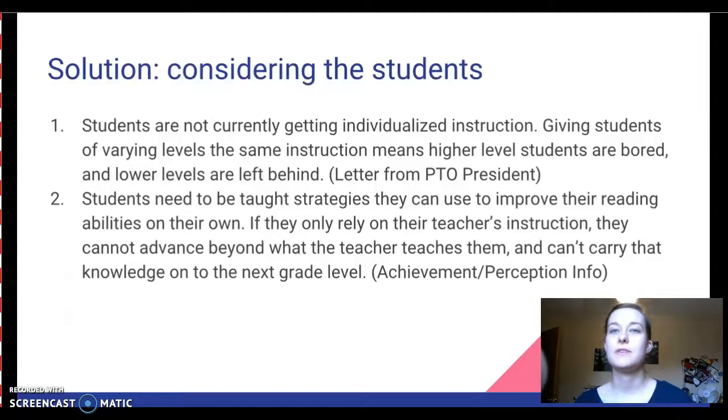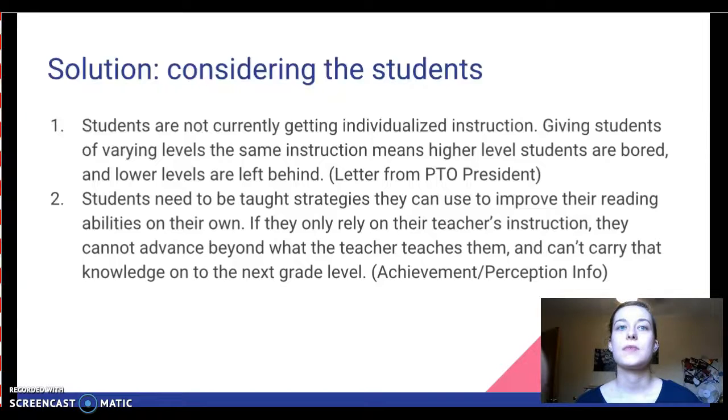Giving students of varying levels the same instruction means, like I said before, the higher level students are bored and the lower levels are left behind. That's even something that I've really struggled with personally, having large classes and then having to teach towards the middle and not being able to spend enough time to individualize the instruction. So I think that's something that would be very helpful.